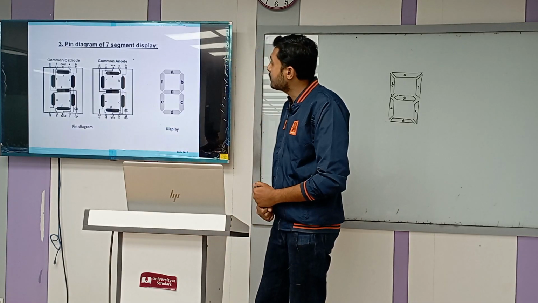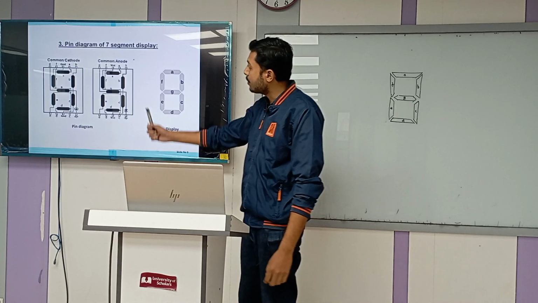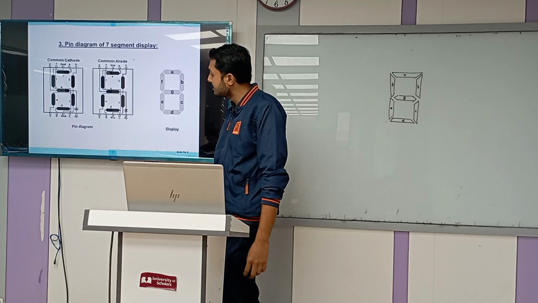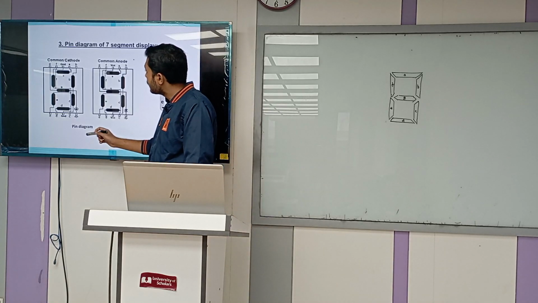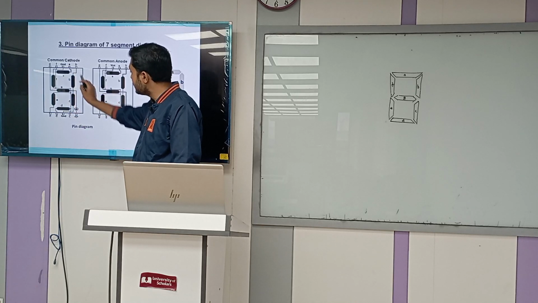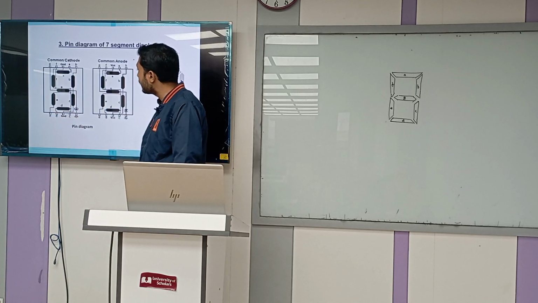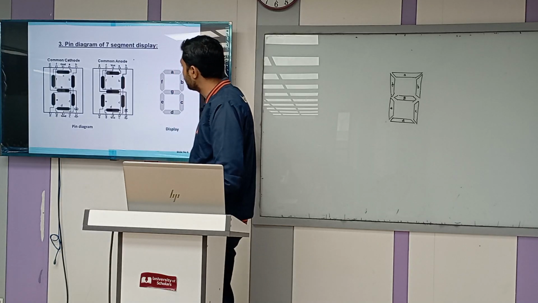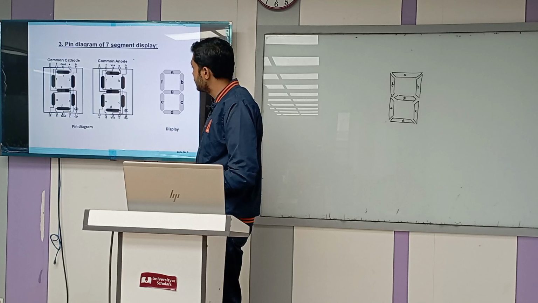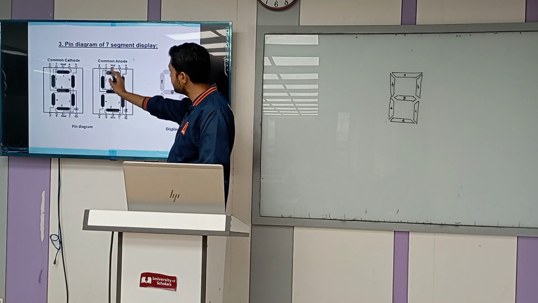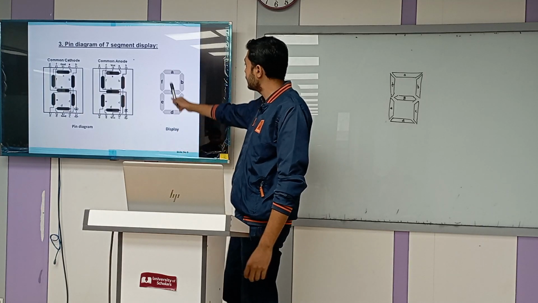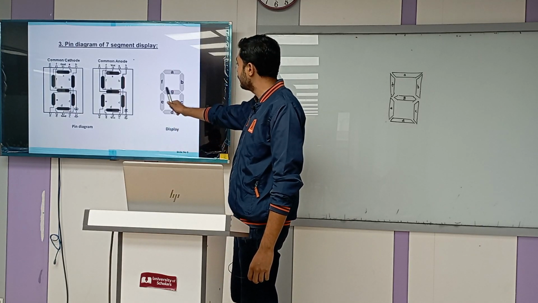Here is the pin diagram of the 7-segment display. On the left side is common cathode, on the right common anode, and in the middle one display. In the common cathode type display there are 8 pins: A, B, C, D, E, F, G, and ground. The common anode type display is the same, the difference being VCC instead of ground. Here is the display, 7 LEDs: A, B, C, D, E, F, and G.